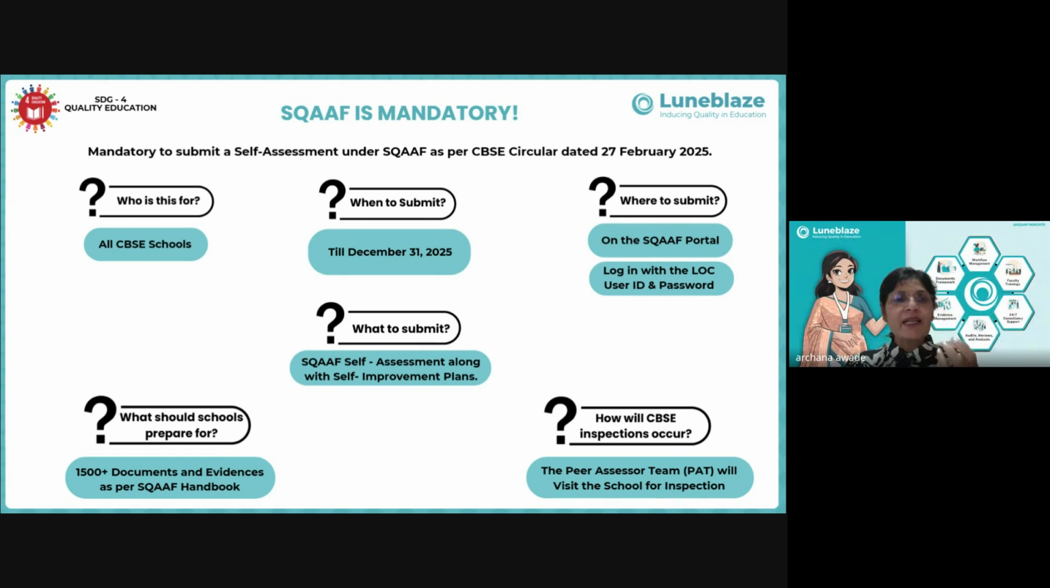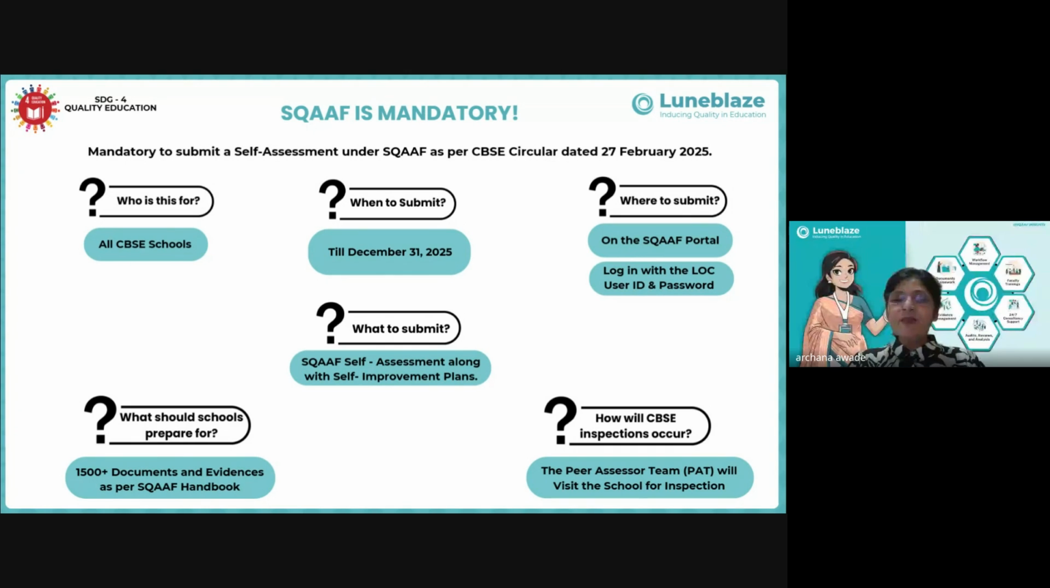Schools are encouraged to start early to avoid last minute rush and ensure thoroughness. What exactly needs to be submitted? Schools must upload two key components: a complete SQAAF self-assessment and a well-structured self-improvement plan based on their findings. So these are the two important documents that the SQAAF committee will require. Where to submit? Submissions are to be made on the official SQAAF framework portal. You will log in using your LOC user ID and password.